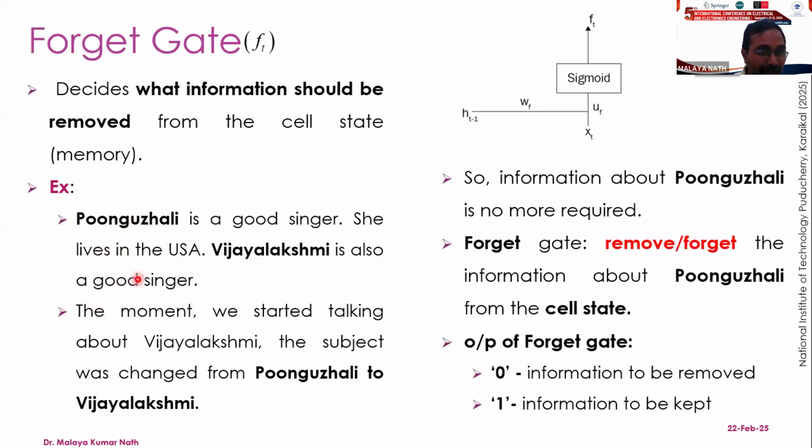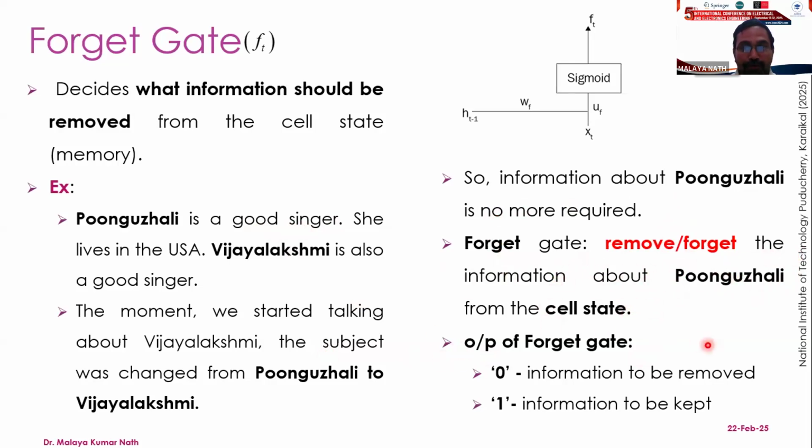So the moment we started discussing Vijayalakshmi, the subject changed from Pungrali to Vijayalakshmi, and the Pungrali information is no longer essential. It need not be stored in the memory. The forget gate will decide which information has to be stored in the memory and which information has to be eliminated, removed, or forgotten. So in this example, the information about Pungrali has to be removed. That means the forget gate removes the information about Pungrali from the cell state.